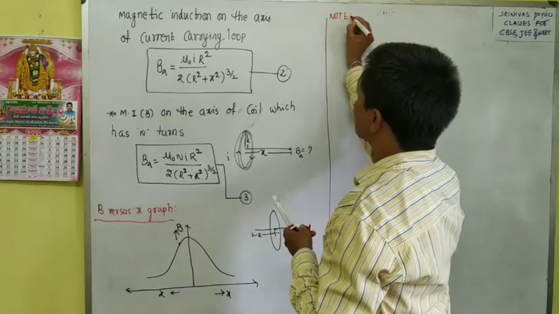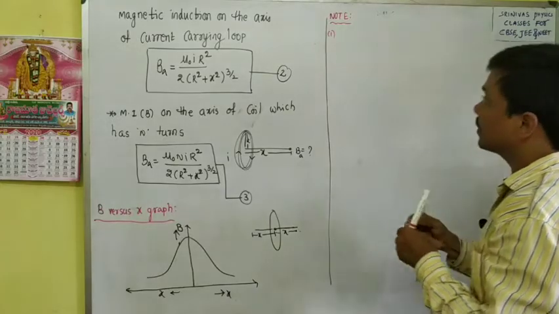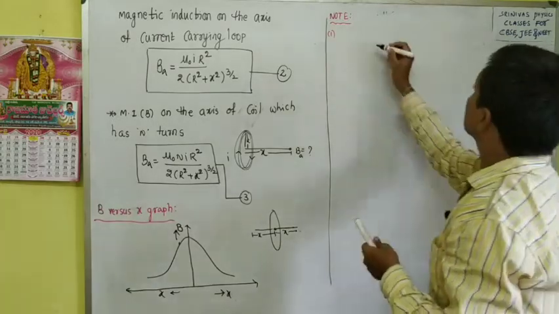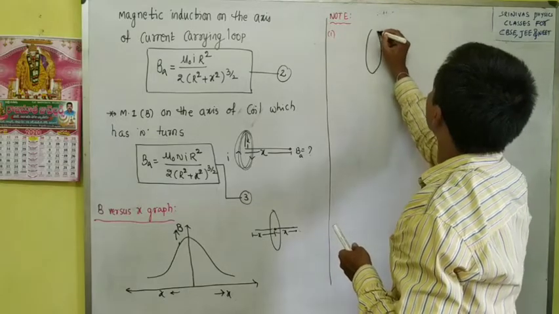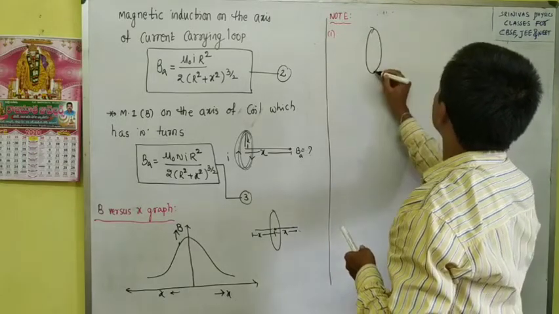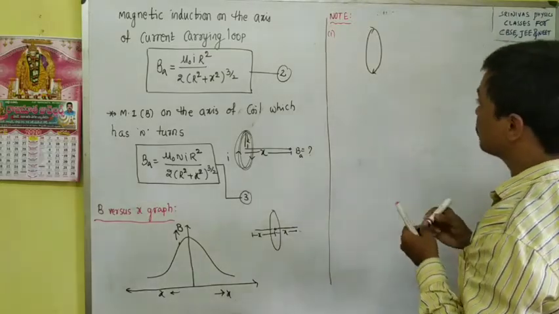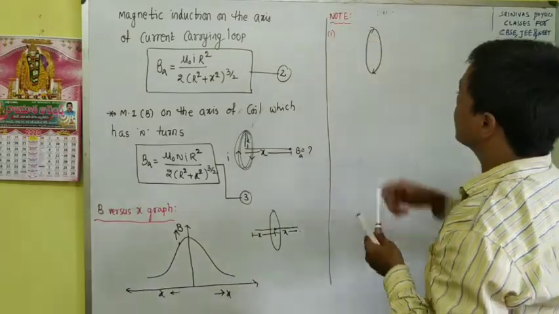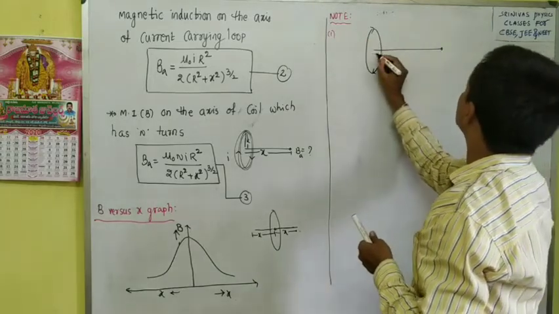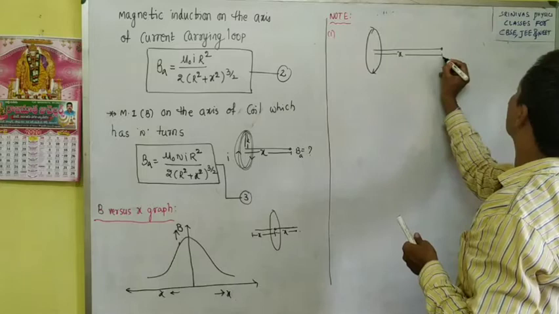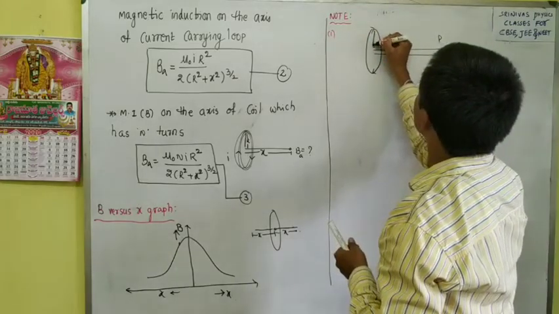The first point is, this is the current carrying coil. If the current flows like this, okay, current flows like this, then I want the magnetic induction at this point X. This is a distance X. At this point I want to find out the magnetic induction. Then the radius is capital R.